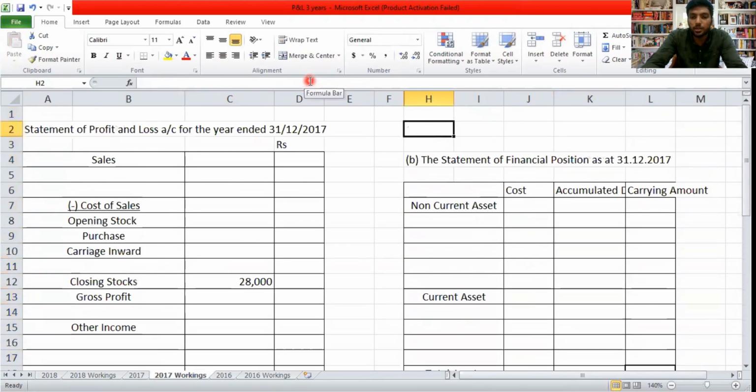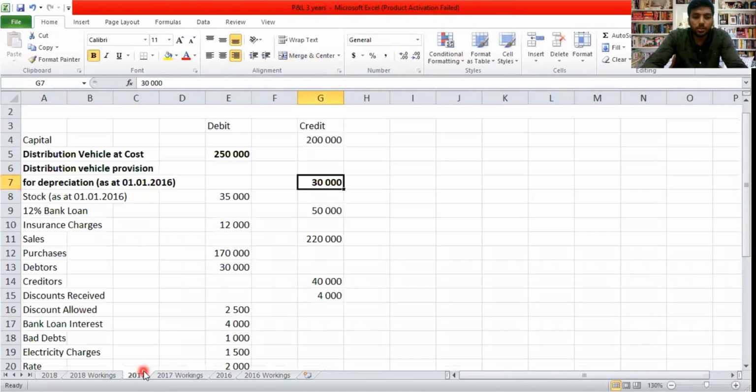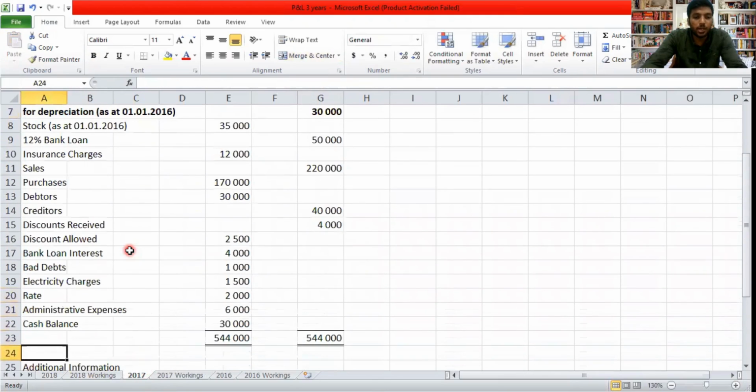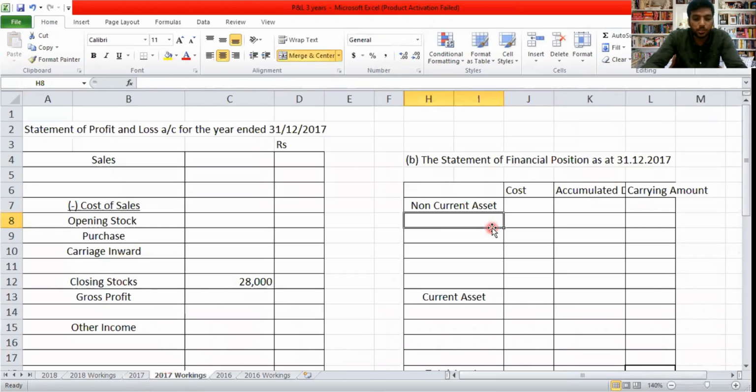So let me keep one line for land and building. If you are not sure, sometimes the examiner will not give land and building. So it's better you see on the trial balance, do you have anything called land and building? I think there's no land and building. So it's better you start with distribution vehicle. If they have given, always start with land and building on the first line under non-current asset. It's better if you leave it, so you will know to record it first. It's not a mandatory thing, but it's the way an accountant does a paper.